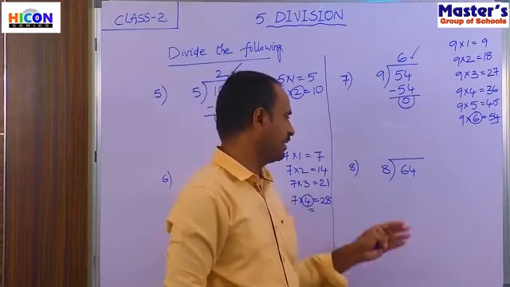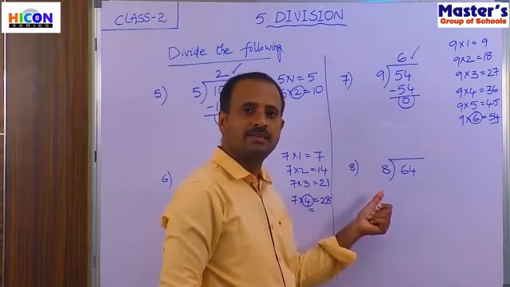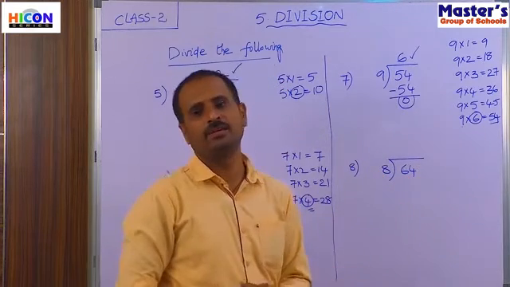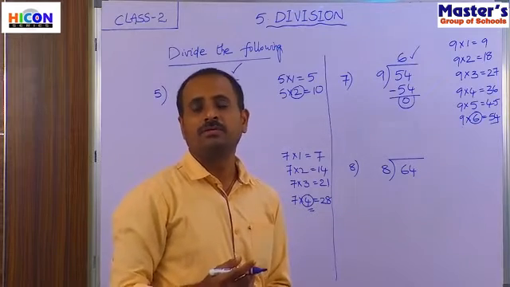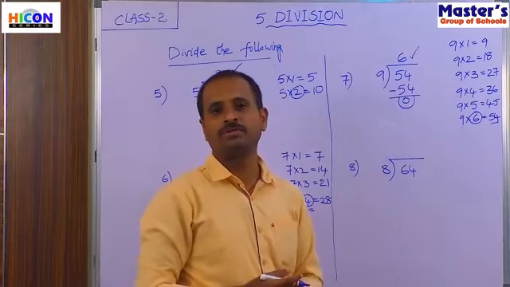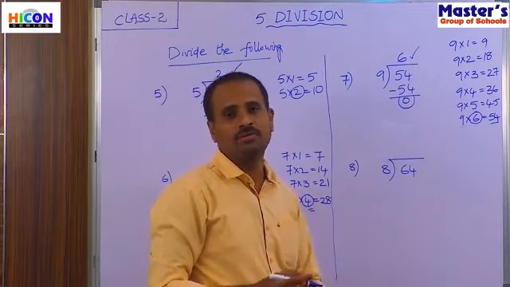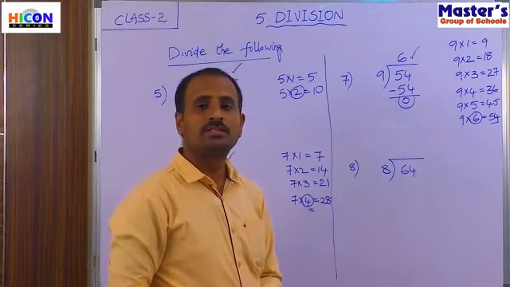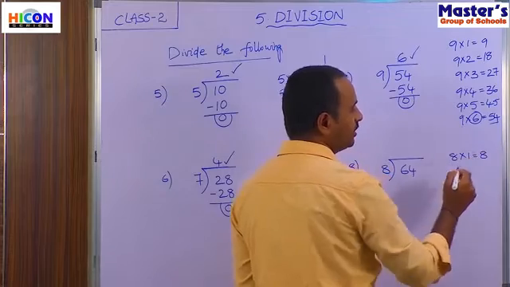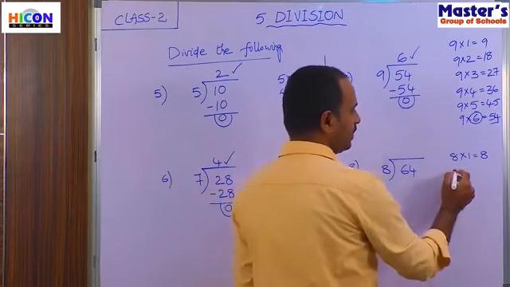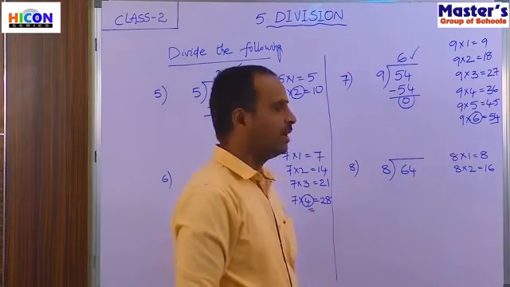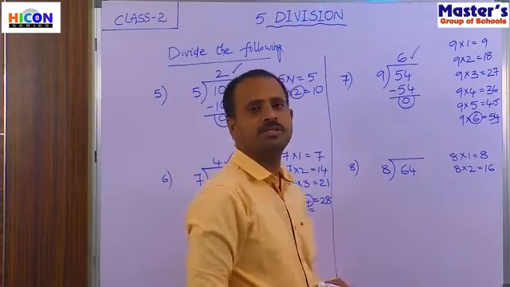See the next division. Here, what is the divisor? 8 is the divisor. What is the dividend? 64 is the dividend. Again the same process. First you have to find when the number 64 comes in the 8th table. Let us recall the 8th table. Take one time, 8 ones are 8. Now take 2 times, 8 twos are 16. Continue until you get the number 64.